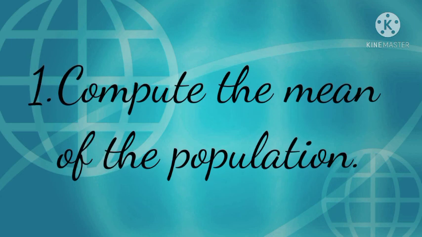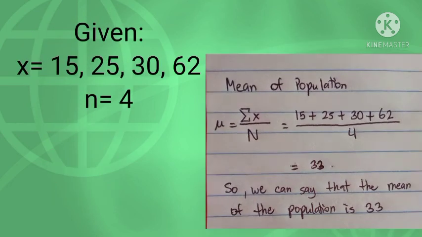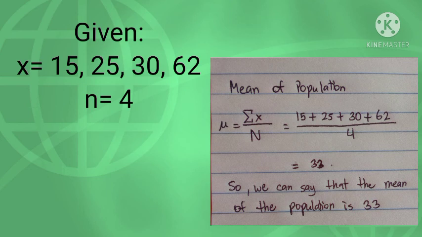First step is we need to compute the mean of the population. So here is the table of my participants and their corresponding weights. Given x is equal to 15, 25, 30, and 62, and N is equal to 4. In this part, we are going to add the given values and divide by 4. 15 plus 25 plus 30 plus 62 is equal to 132 over 4. So 132 divided by 4 is equal to 33. So we can say that the mean of the population is 33.